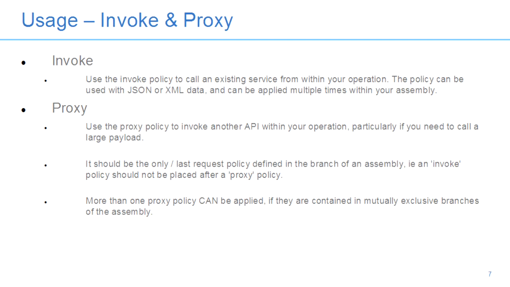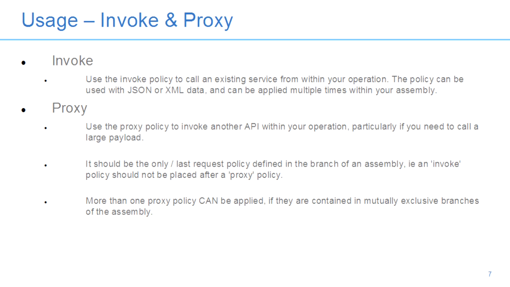So looking at Invoke, with the Invoke policy, you can call an existing service from within the operation within the assembly. And the policy can be used with sort of JSON or XML data. I think it does also retrieve text data and binary data, but some of the other policies won't be able to utilize that further on in the flow.